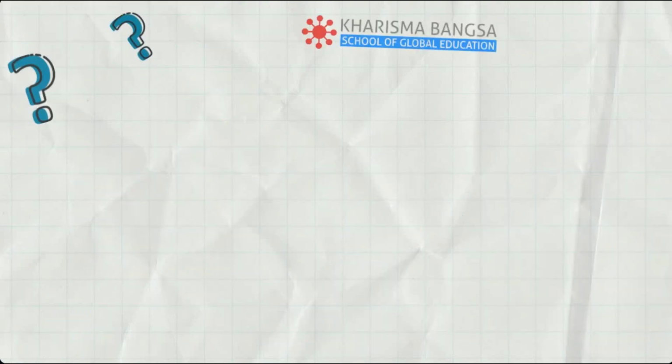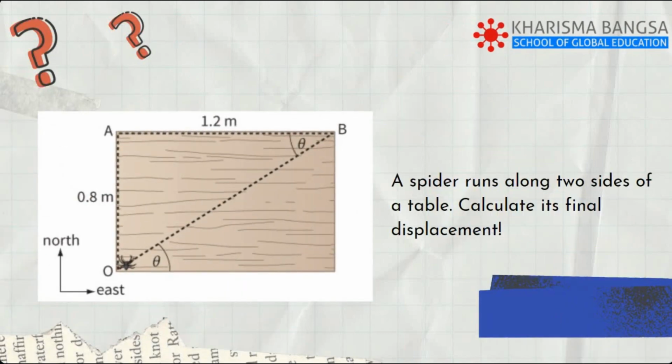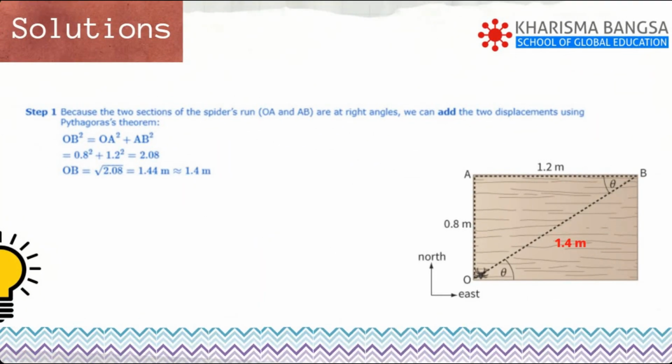The other example question is, a spider runs along two sides of a table. Calculate its final displacement. This picture shows us how the spider moves. There are two steps to answer the question. First of all, since the two sections of the spider's run are at right angles, we are able to add the two displacements by using Pythagoras' theorem as shown below. Thus, the result is 1.44 meters, or we can write 1.4 meters.